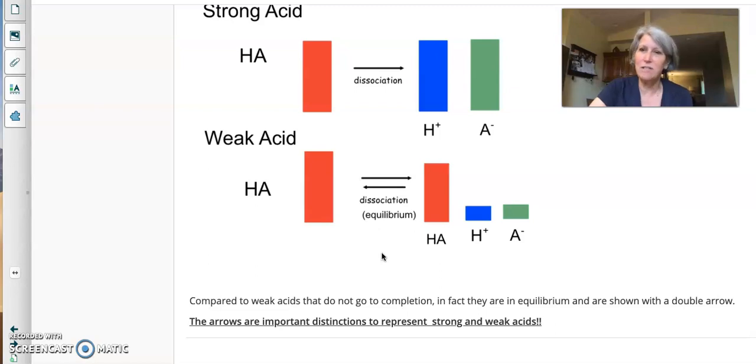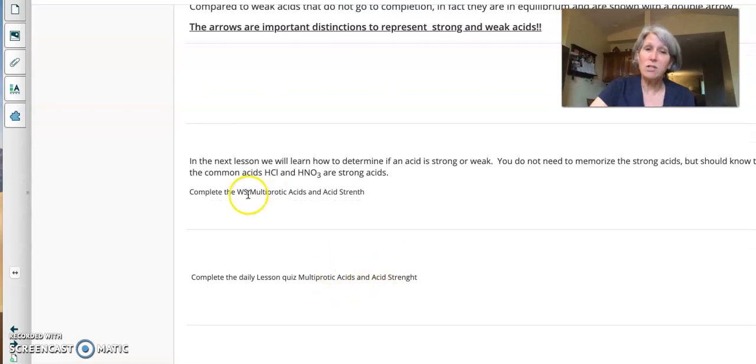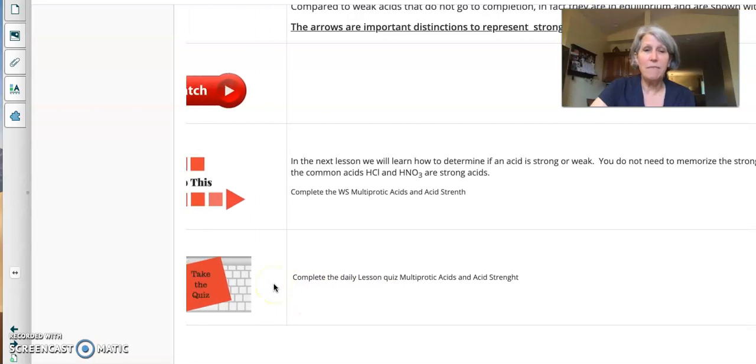Okay, so this should just help you for today. You're going to want to go through and actually make sure you're doing this quick worksheet and that you also complete the daily quiz.